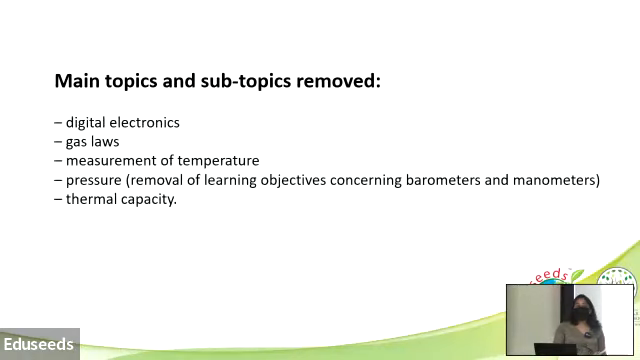The topics removed from your syllabus include digital electronics, the logic gates 0 and 1. Gas law has also been removed. Under measurement of temperature, latent heat has also been removed. For pressure, they have removed barometer and manometer. Do you know what they are? They measure the pressure of gas and atmospheric pressure. Thermal capacity has been removed, but specific thermal capacity, or specific heat capacity, is still in your syllabus.